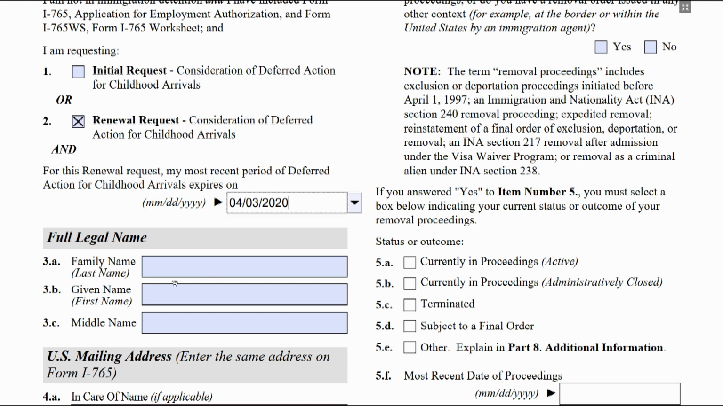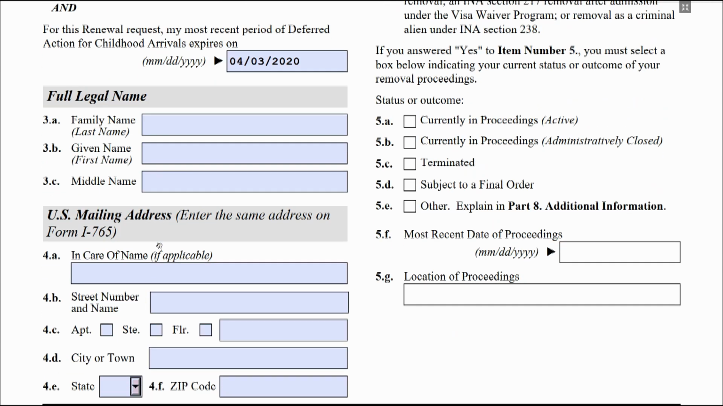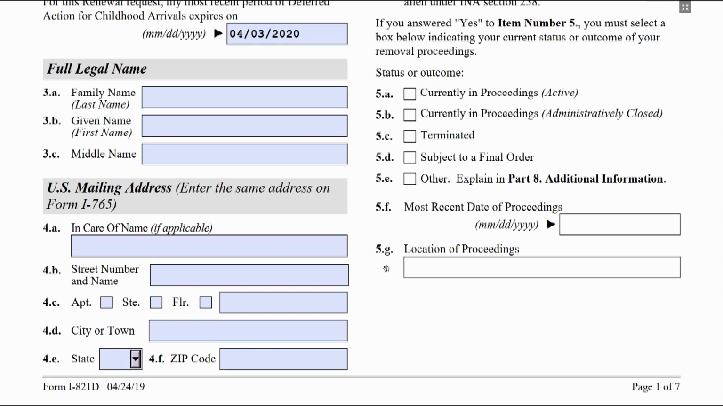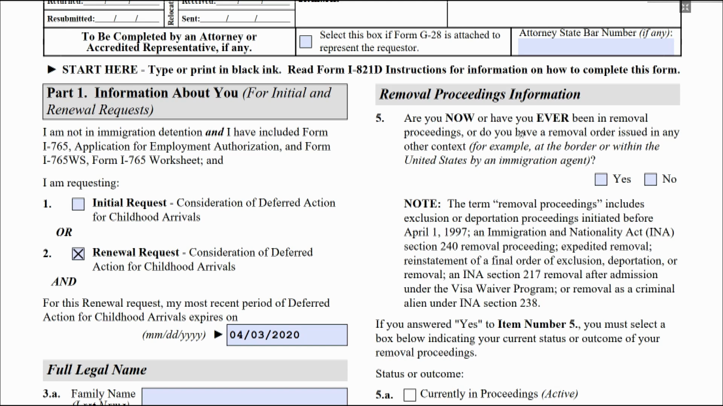Your full name, the name as it appears on your work permit, your US mailing address, where do you receive mail? For some people, they may live in one location but receive mail at a P.O. box. For here, you put the address where you receive mail.